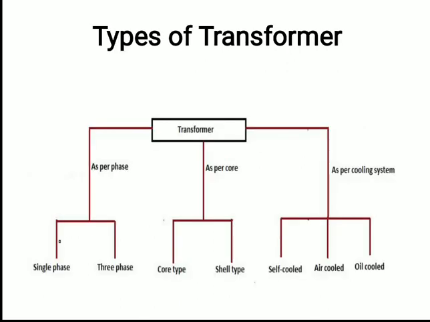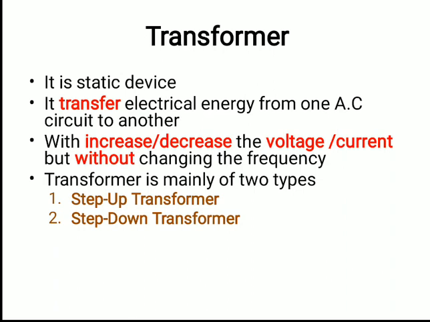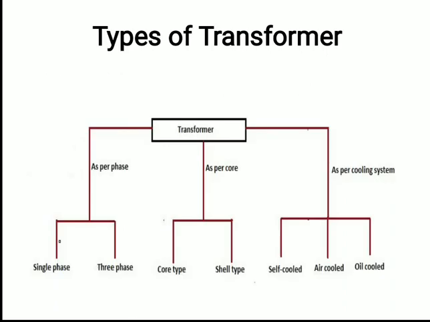There is one more type of transformer, which is step up and step down. Because in all these transformers, for example, in single phase there is a step up and step down, and in three phase there is also a step up and step down. So all these transformers again have two types, step up and step down. That is why we can say that step up and step down are the main two types of transformer, and then depending on different categories or different scenarios, these transformers are again classified.